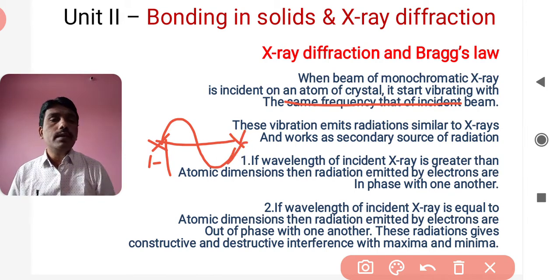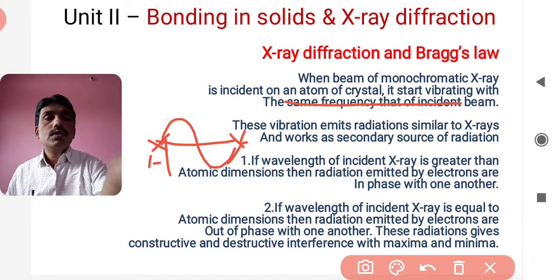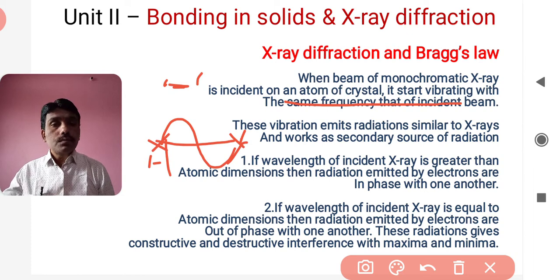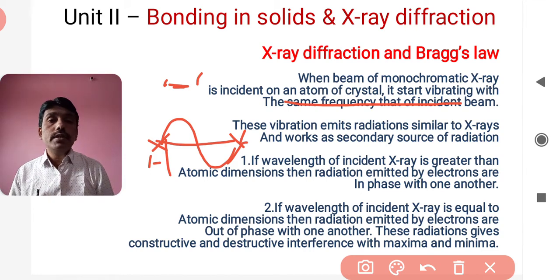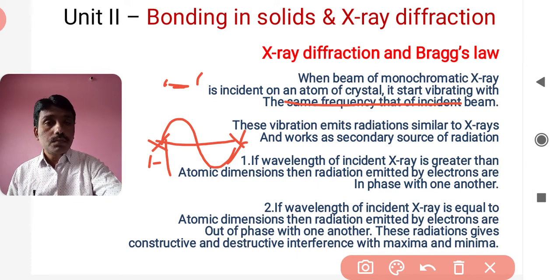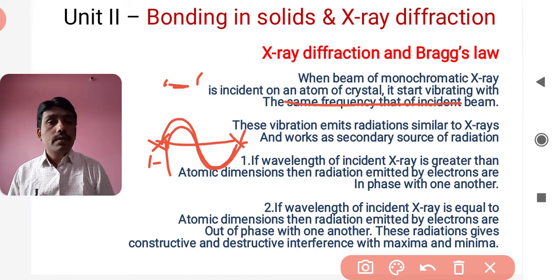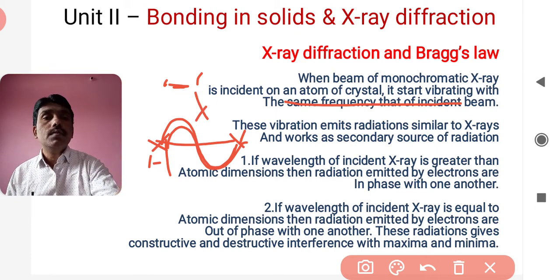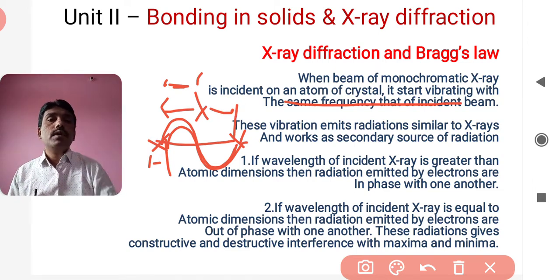So in phase means that wherever the interatomic distances between these two atoms are related to the wavelength of the incident x-rays. What is wavelength? We have already discussed in waves that wavelength is the displacement of the wave travelled within one complete vibration. That is given in this fashion: one wave, the distance travelled within one complete vibration, is lambda, the wavelength.